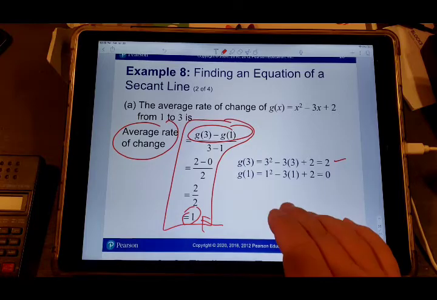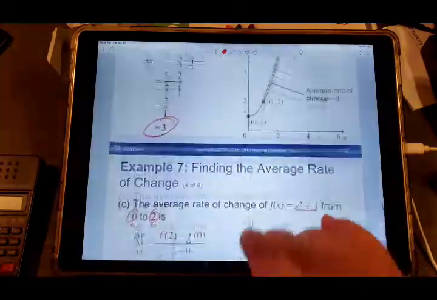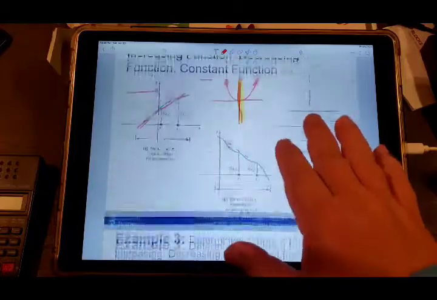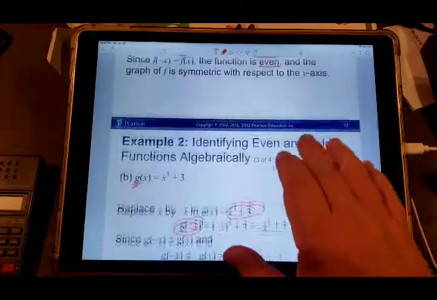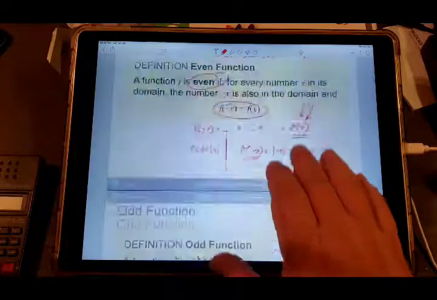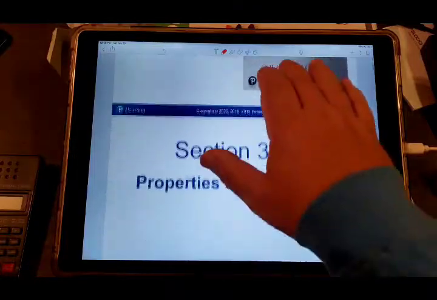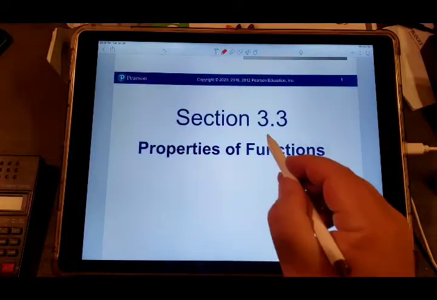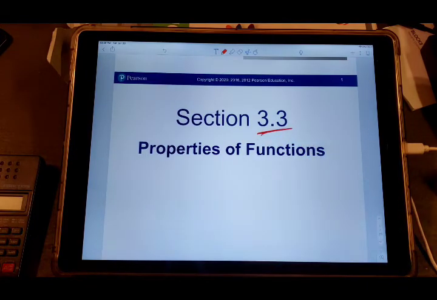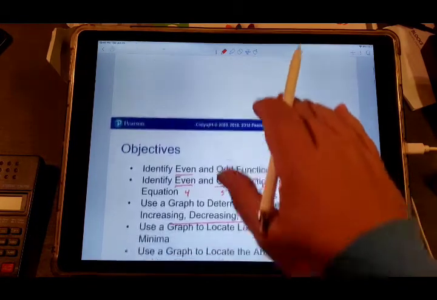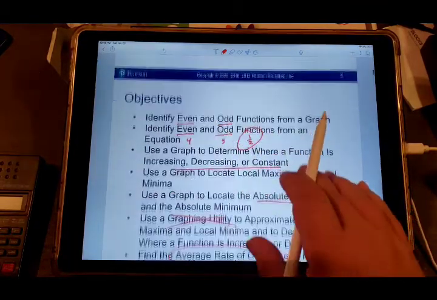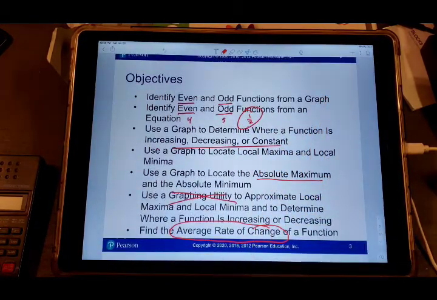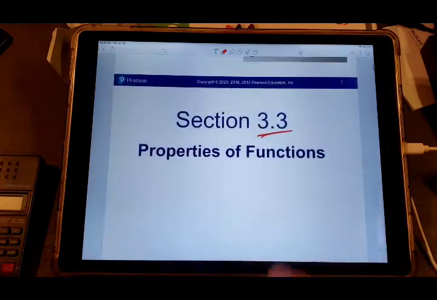All right, let's go back to the beginning. Sorry, I know it's a little hard to look at all those screens going by fast, but I just want the title screen of this section again, because it was a fairly long one. I forget where we are sometimes. Nope, we are in section 3.3. That was properties of functions. Once again, even, odd, and the major thing we did here was even, odd, and the average rate of change formula for your homework. All right, and that is section 3.3.